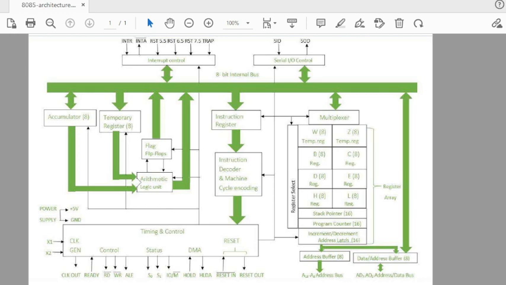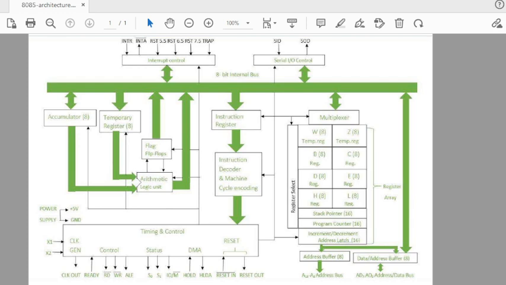So what is left? ALU, flags, instruction register, instruction decoder, and machine cycle encoding. The instruction register will hold the current instruction under execution, and that instruction will be in assembly language. You know the assembly language instructions like MOV A, B, which will transfer the data of register B to the accumulator. A is the accumulator and B is register B. So the content of B will move to the accumulator.